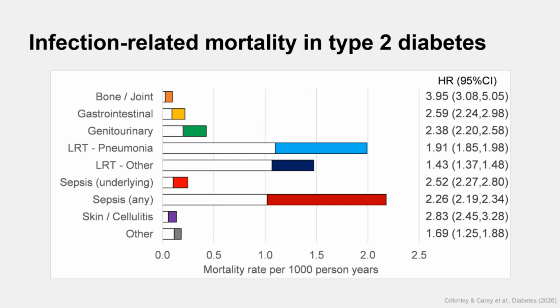And the highest hazard ratios that we can see was for bone and joint infections. But if we look at the largest excess differences in mortality rates based on the underlying cause, we can see that this is for pneumonia. Sepsis was handled differently because you can have an underlying cause of death because of sepsis, or it could be mentioned at any point within the death certificate. So this was handled slightly separately within the analysis.